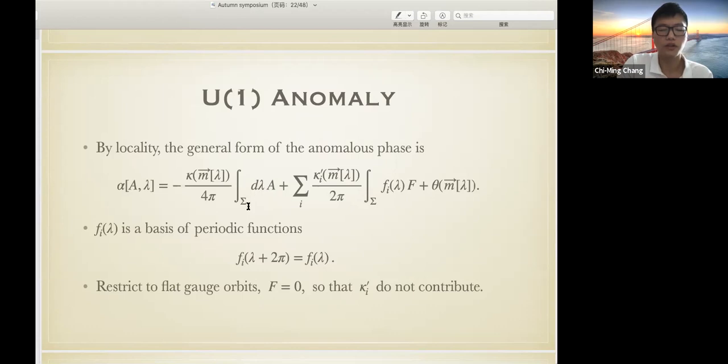You can also try to insert some periodic function into the first integral, but all such terms can, using integration by parts, be rewritten into the second term, this f(λ) times F. And the coefficients, as I said, only depend on the discrete component, I mean the winding numbers. For simplicity, we will also work in the flat gauge orbit, meaning that F equals zero, so that these coefficients κ' just do not contribute.